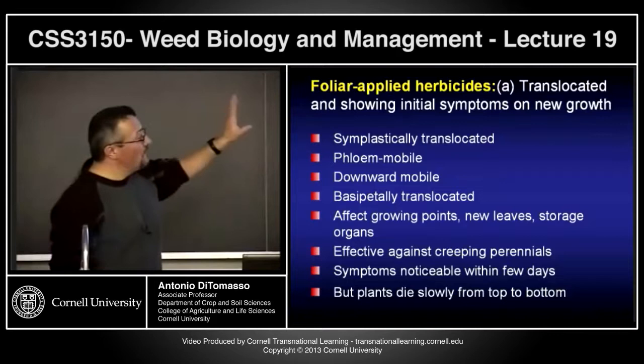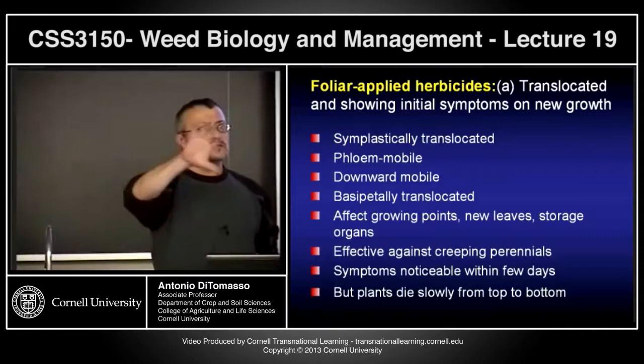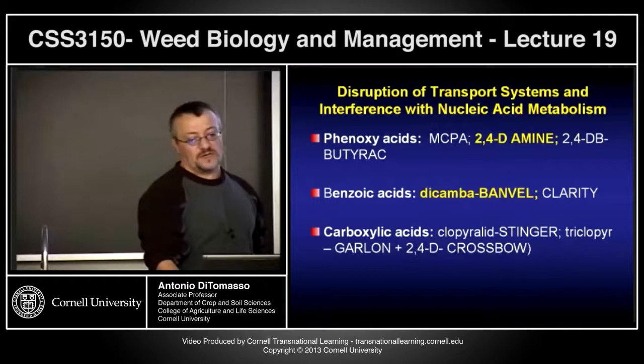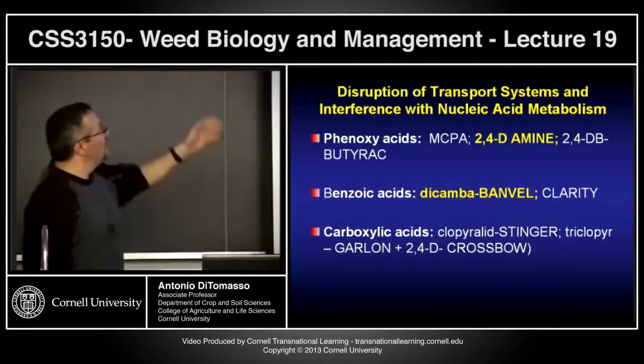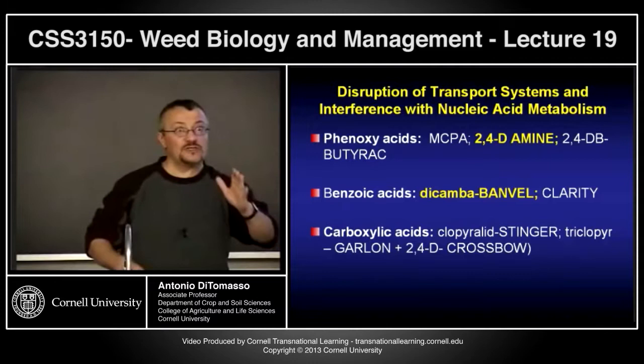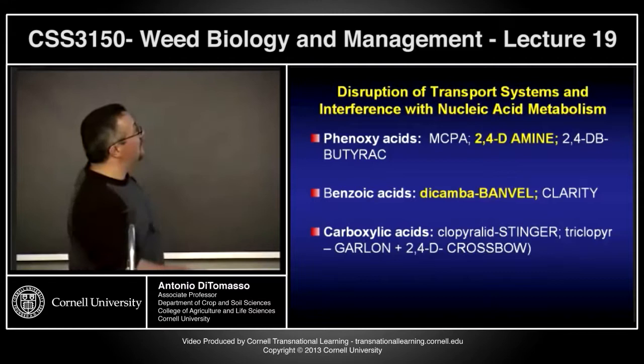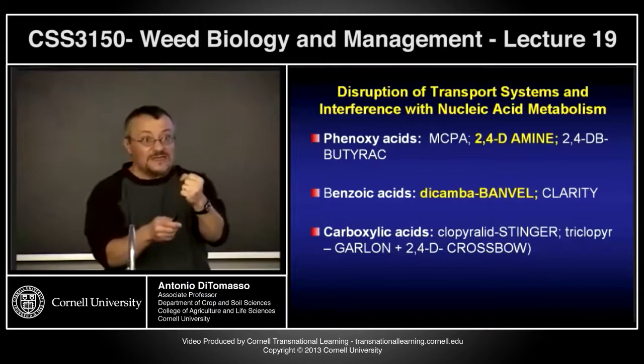Those are the general points as we now go into the specifics. Any questions? Start thinking in this way: where will I use this type of herbicide? That's what we're going to do this afternoon and tomorrow in lab, based on crops. Within the foliar applied, translocated herbicides where you see damage first in new growth, this is one of the big groups. They disrupt transport systems. Basically, the phloem gets clogged because the plant is dividing uncontrollably.